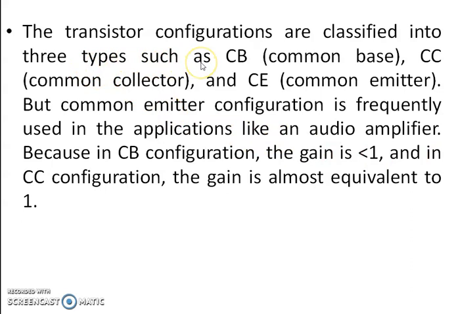Transistor configurations are classified into three types: common base transistor, common collector transistor, common emitter transistor. But the common emitter configuration is frequently used in applications like an audio amplifier, because in common base configuration the gain is less than 1, and in common collector configuration the gain is almost equal to 1.